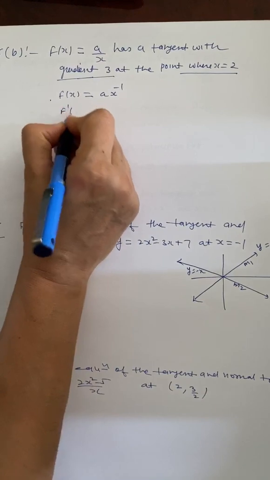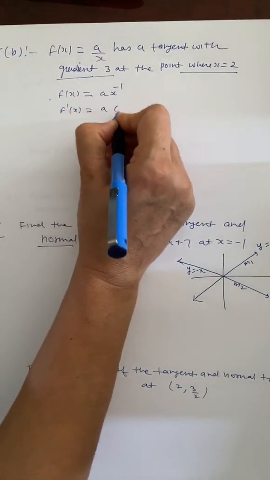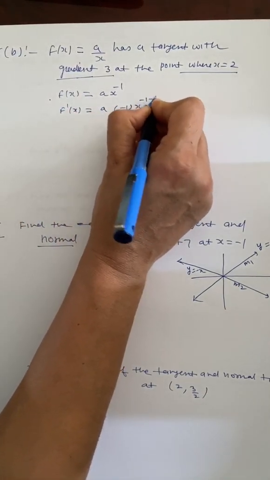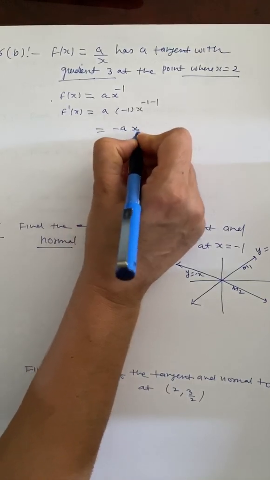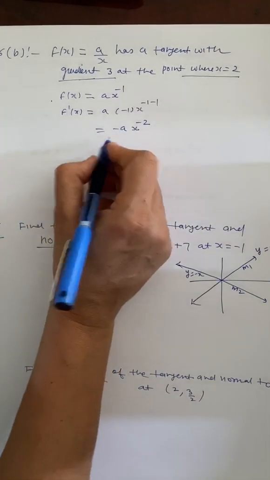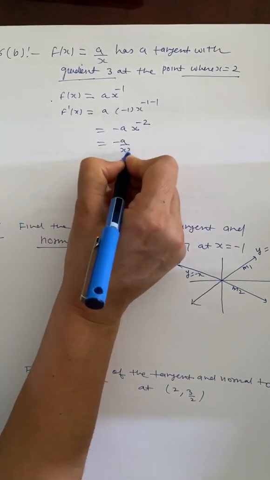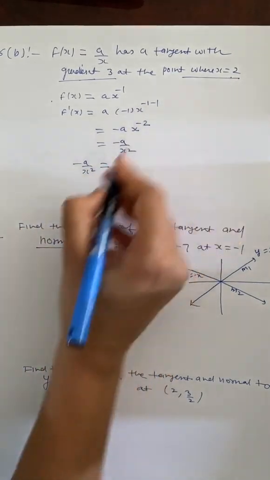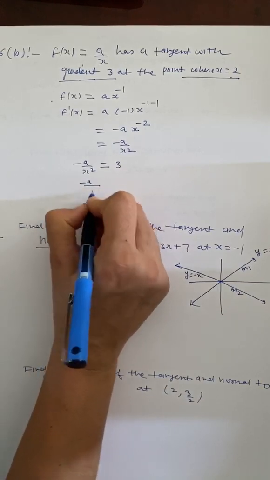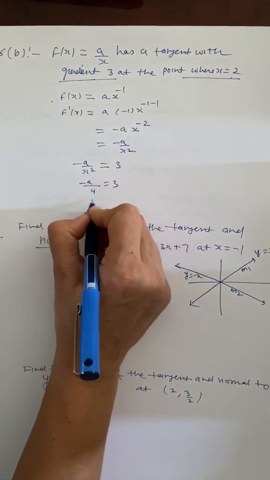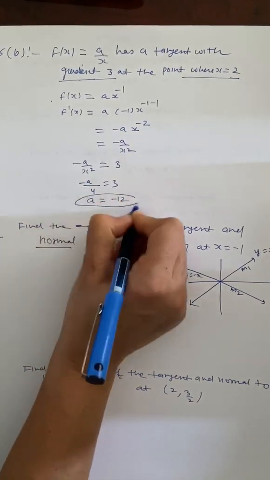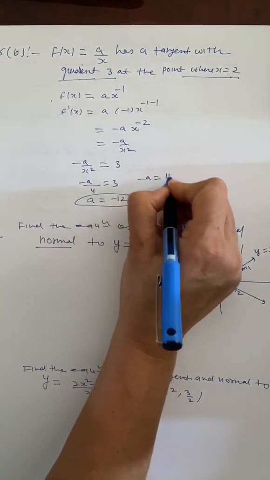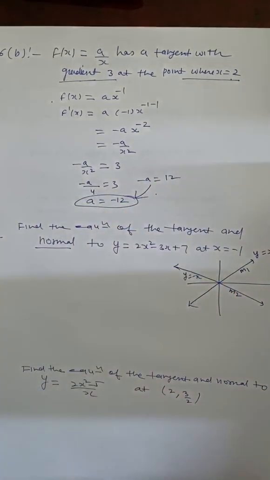So f dash x in this case is a into -1 x raised to power -1 minus 1. So minus a x raised to power -2. So this is minus a over x square, and this is equal to 3, but when x is 2. So minus a over 4 is equal to 3, which means a is equal to -12. Okay, so minus a is 12, and which means a is -12.